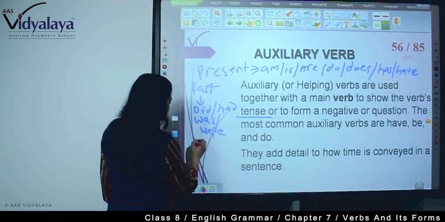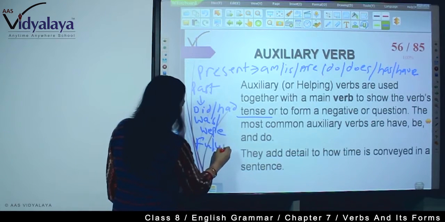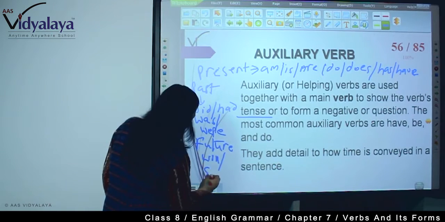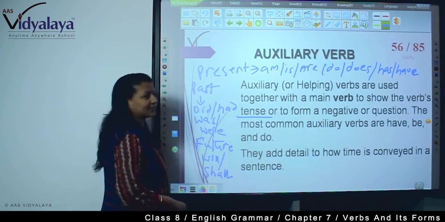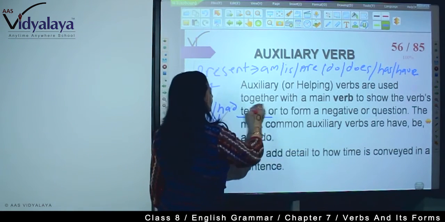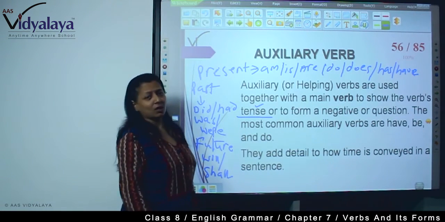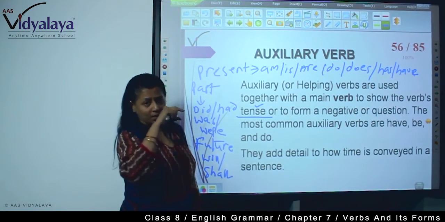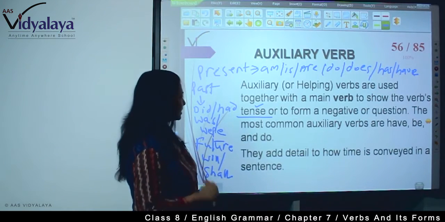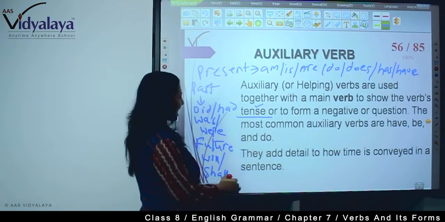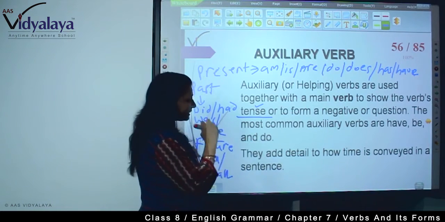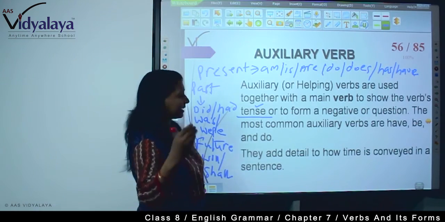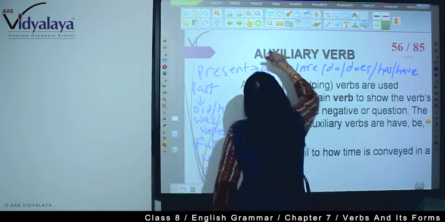Okay. And when it is future, it is simple: will, shall. Future, will and shall. These are auxiliary verbs. So, it shows the tenses. Form a negative or question. You always know that the auxiliary comes first when you make a question sentence, right? Interrogative sentences. The most common auxiliary verbs are have, be and do. They add detail to how time is conveyed in a sentence. Right? With the tenses, they give you the detail also.